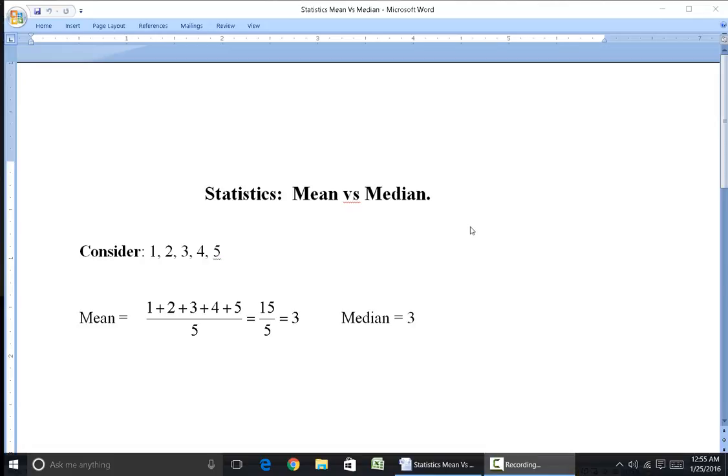Now the median is the middle value of the distribution. So in order to compute it, you want your data to be in either ascending or descending order, and you simply take the middle value. If you have an odd number of values, there's always going to be a middle one. Now if you have an even number, then you take the middle 2 and divide by 2. So if this had a 6 here, I would add the 3 and the 4, divide by 2, and I get 3.5. So the median in that case would be 3.5.